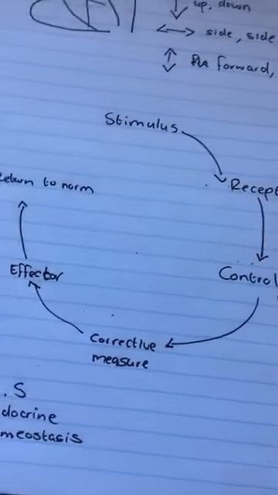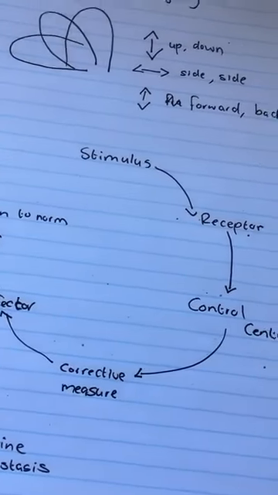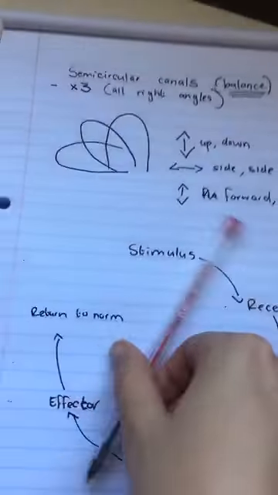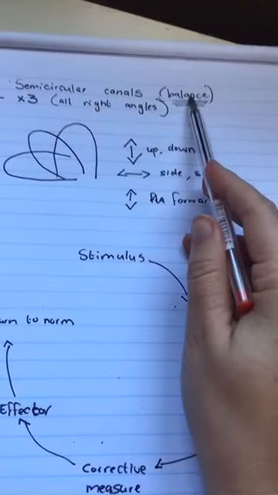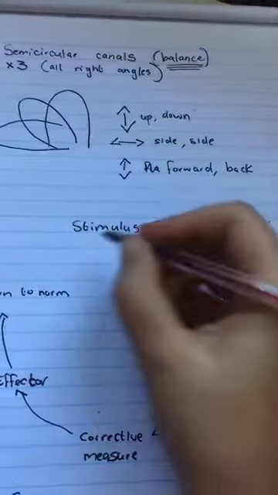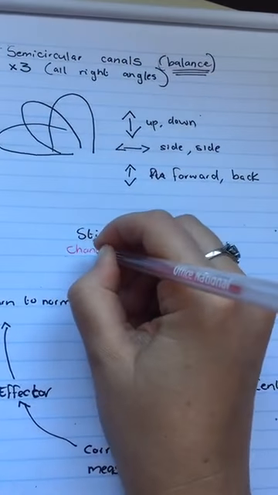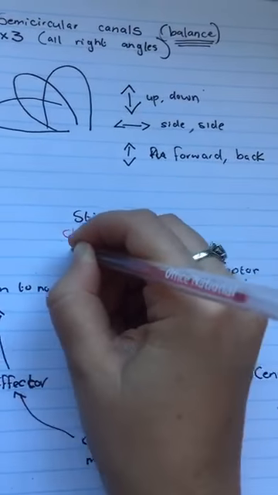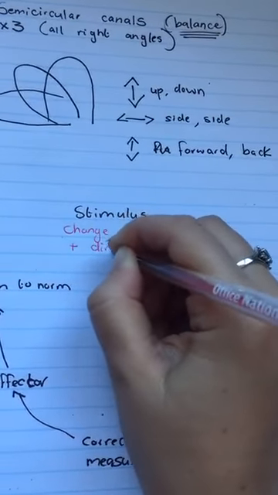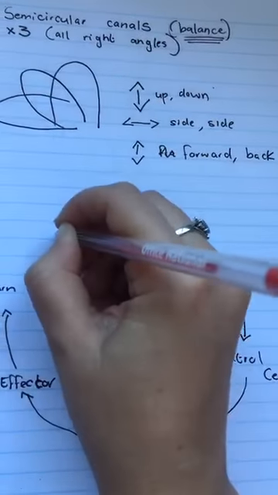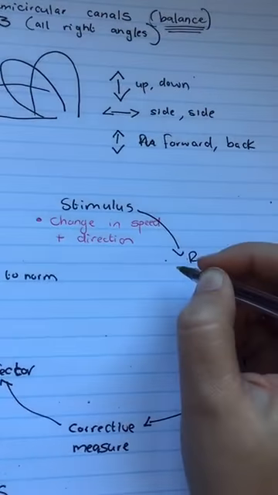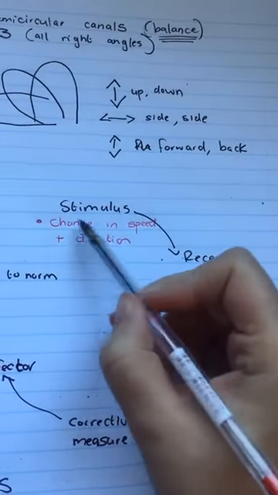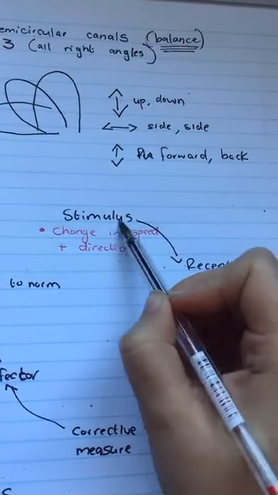So I'm just going to swap pen colors so that you can see the difference. If in this instance we are maintaining our balance, the stimulus is going to be a change in speed and direction. And you have to stipulate that in your answer. I'm just going to bullet point these so that it's easier. Now, the change in the speed and direction is the stimulus.